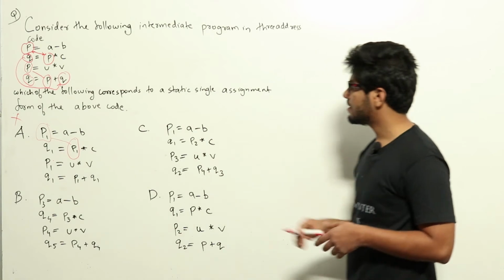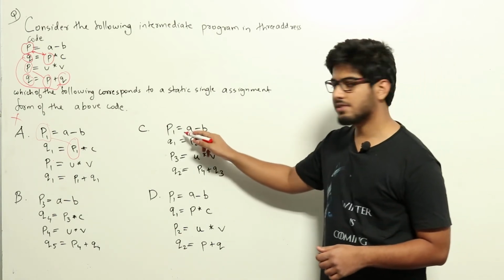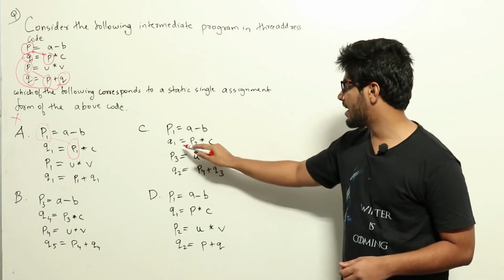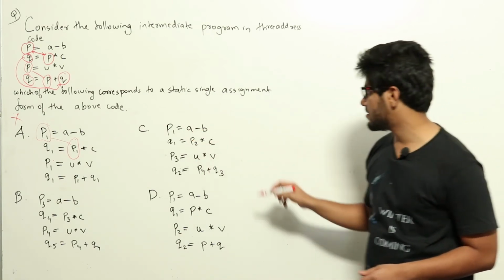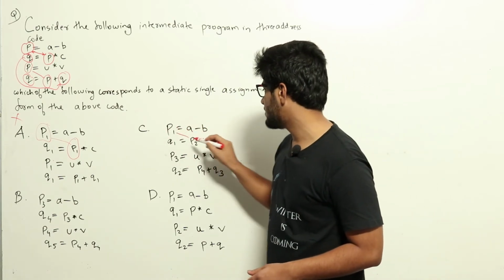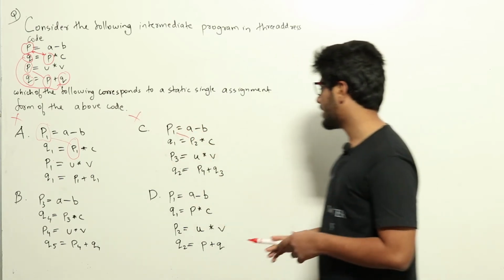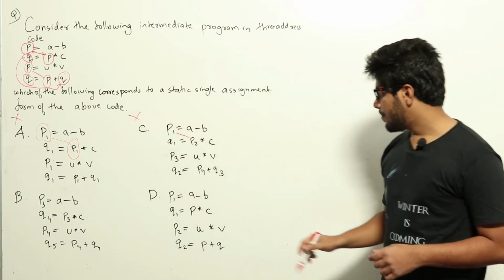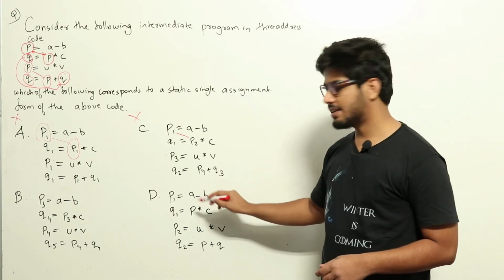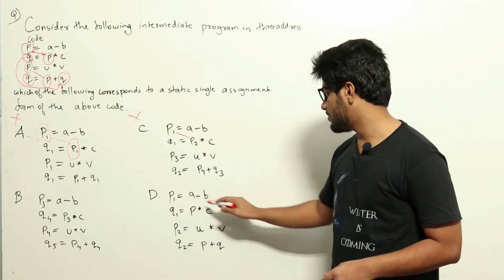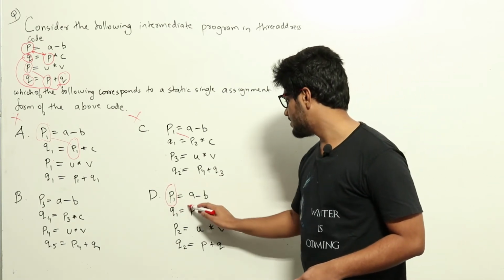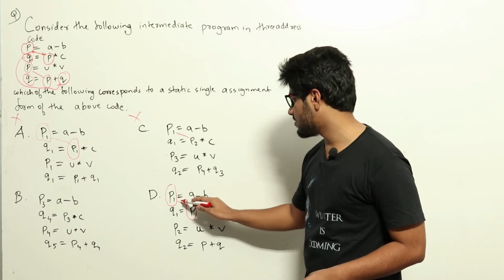If you look at C, it says that P1 equals A minus B, and then it's using Q1 equals P2 into C. This is also wrong. This and this should be the same, so this is also the wrong answer. If you look at D, P1 equals A minus B, and then saying Q1 equals P into C, this and this is not same, just like in C, so this is also wrong.